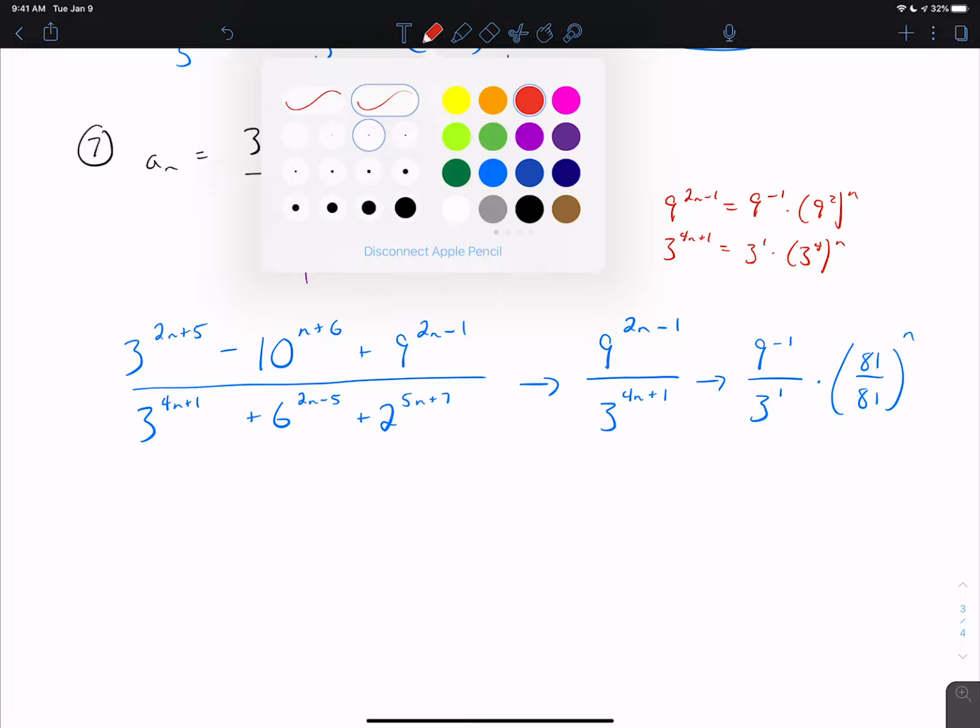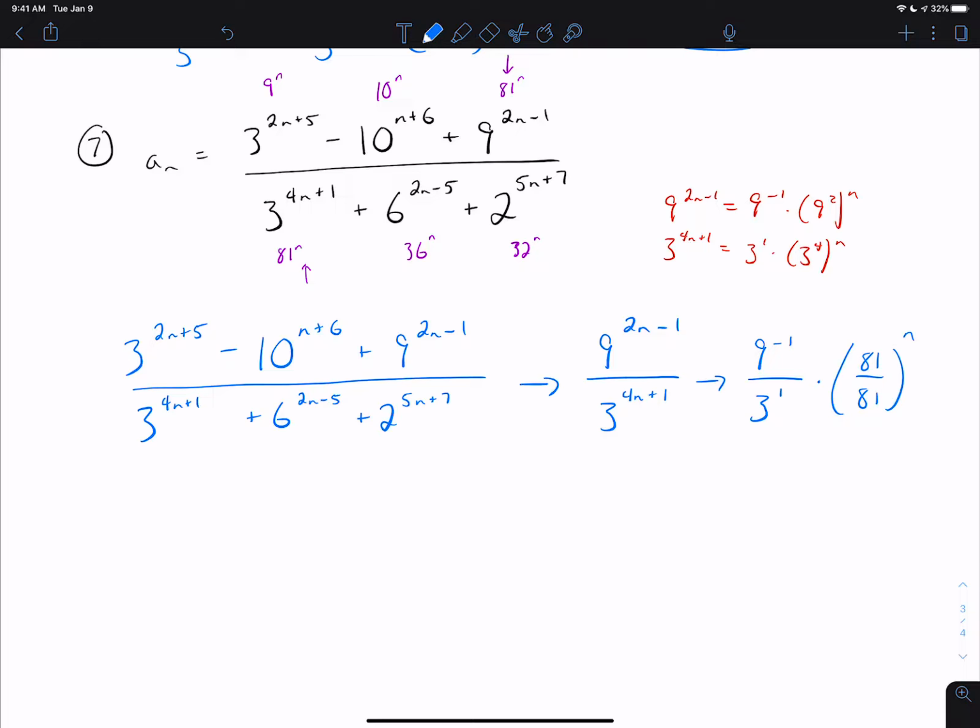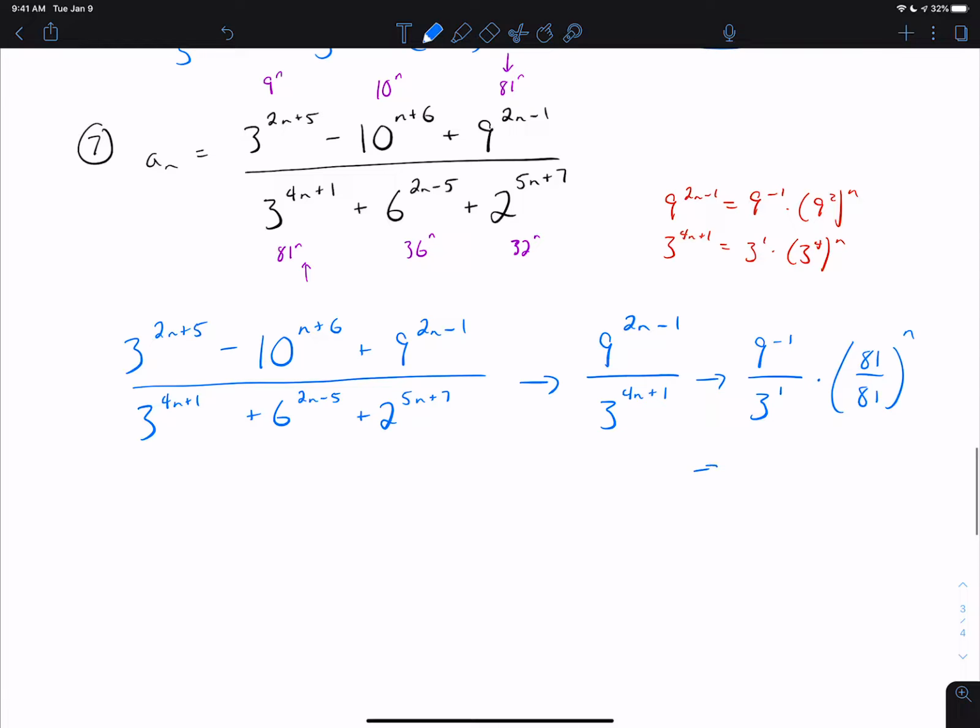Okay, 81 over 81 is 1. The number 1 to the n approaches 1. We learn in Calc 1 that 1 to the n is an indeterminate form. That's true when the base is approaching 1 and not actually 1. Here the base is actually 1, and so the 81 to the n's cancel out.